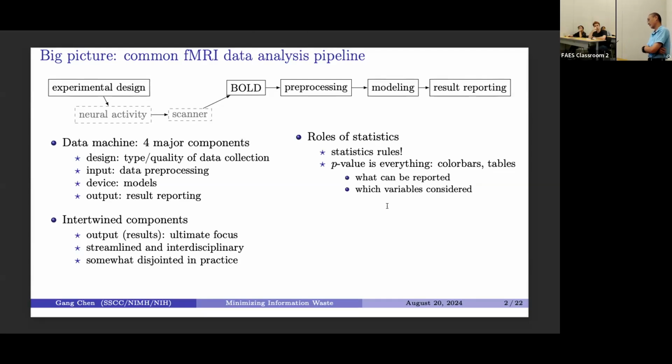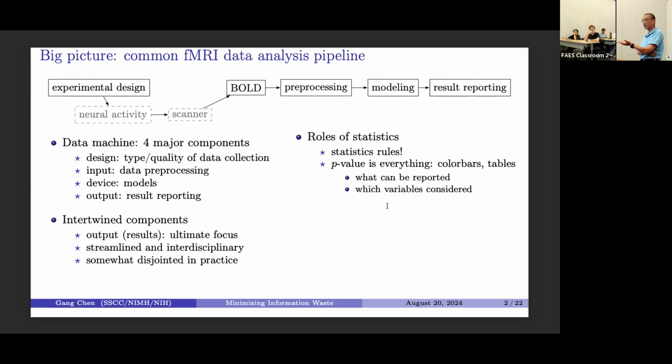Since I'm a statistician, I want to focus on the statistics. You may think in fMRI, statistics plays a dominant role because in common practice, the p-value is important, right? That determines what you report. If you look at the papers, you see those figures and tables, especially the figures, with a color bar. The color bar shows either the t statistic, z statistic, or p-value. That's the important part, right? The threshold is basically a cutoff. Anything above the threshold, usually you are allowed to report. Anything below the threshold, you're not allowed to show in the paper.